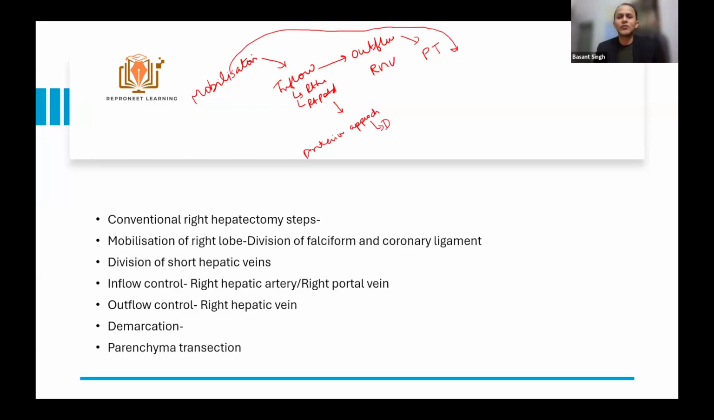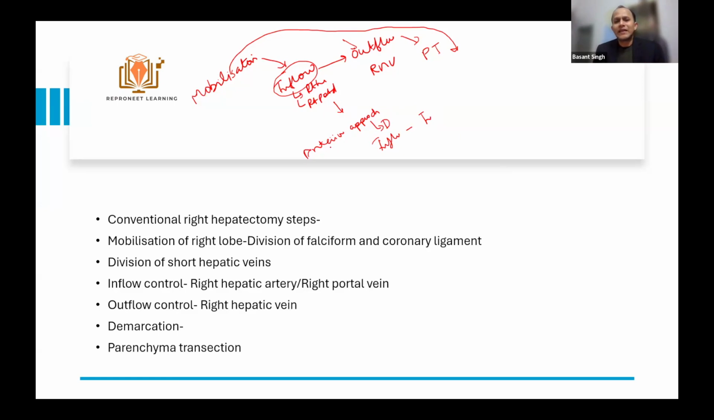In the anterior approach, first we do inflow control, and then we start with liver transection. We also don't take the outflow first, because unless you mobilize the liver, you cannot take control of the right hepatic vein. For venous control, you need to mobilize the liver. So in the anterior approach, we straight away take inflow control, and then we start transecting the liver. What is the advantage of doing that? Why do we do the anterior approach?